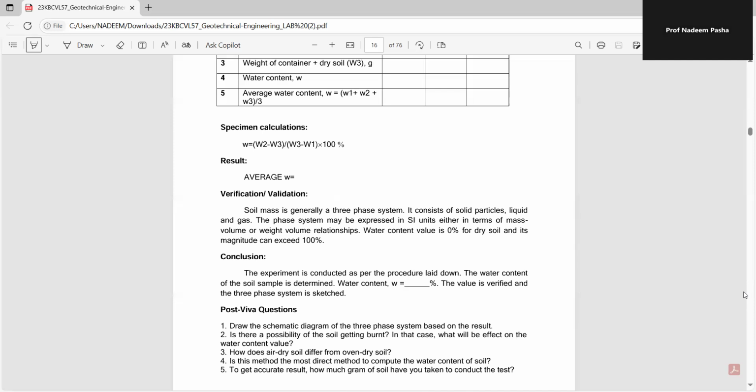So what is the conclusion? The experiment is conducted as per the procedure laid down. The water content of the soil sample is determined. Water content w is equal to this much percent.